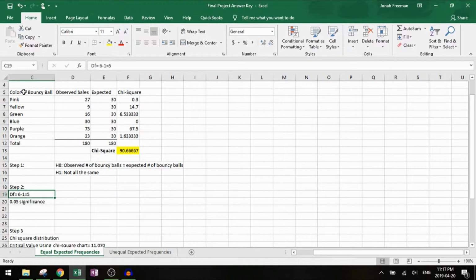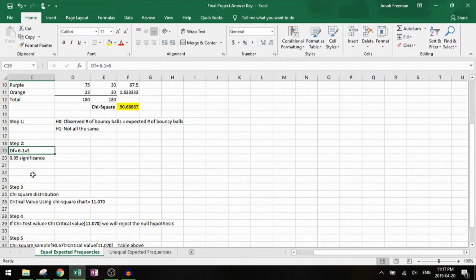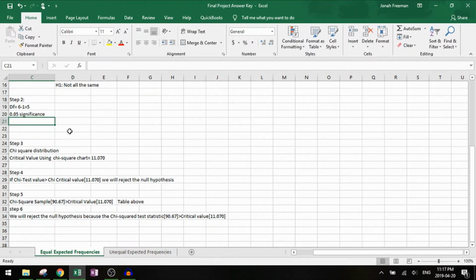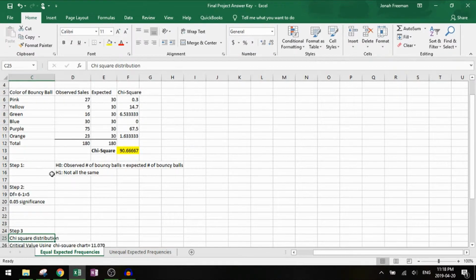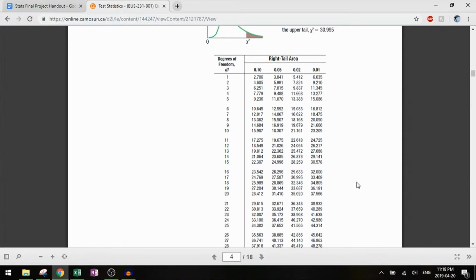And as stated before, we are at the 0.05 significance level. So as we can see, we are going to choose the chi-square distribution, and the critical value is found from our degrees of freedom with our significance level. I'm just going to pop back over here. As you can see, we're going to be using 11.07 as our critical value. So there it is as well.